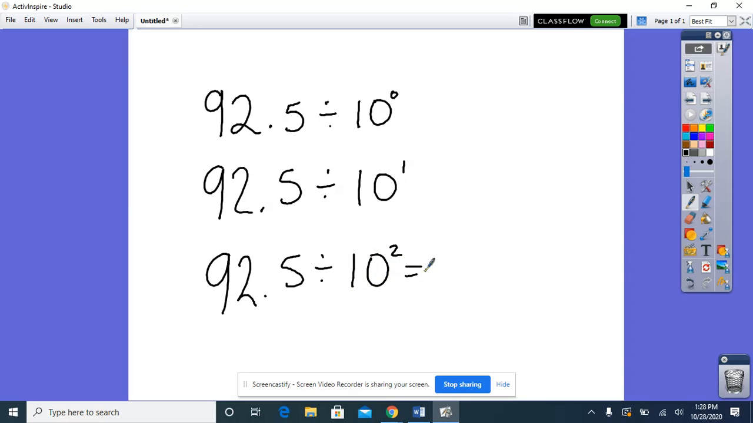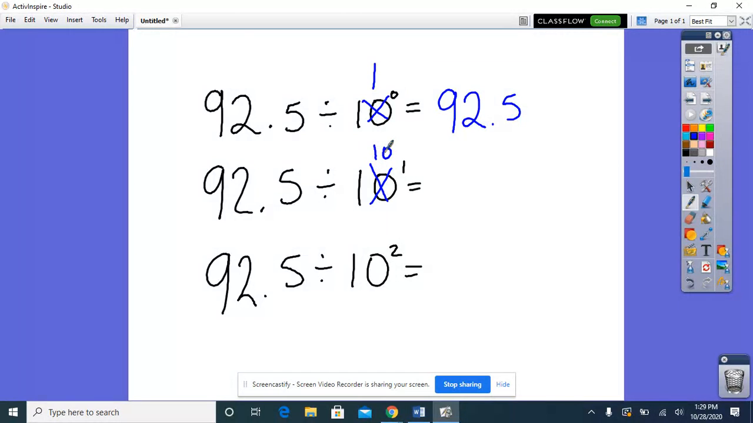I'm going to go ahead, start at the top, and solve my exponent. My power of 10 is 10 to the 0. We know that equals 1. So all we have is 92 and 5 tenths divided by 1. I don't have any zeros in my 1, so I don't need to move that decimal at all. It's going to be 92 and 5 tenths.